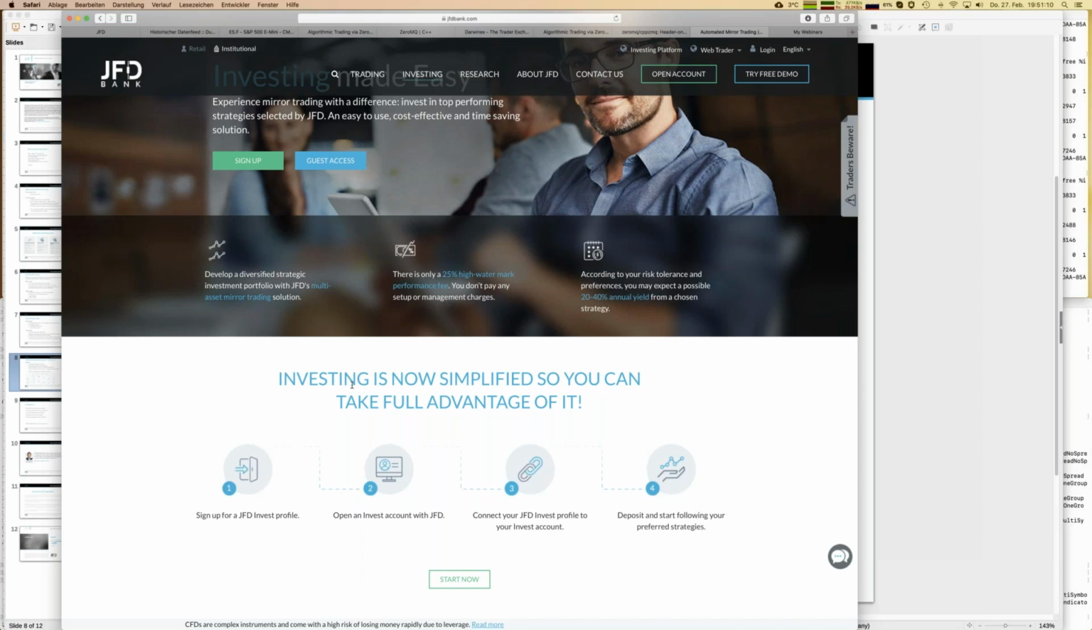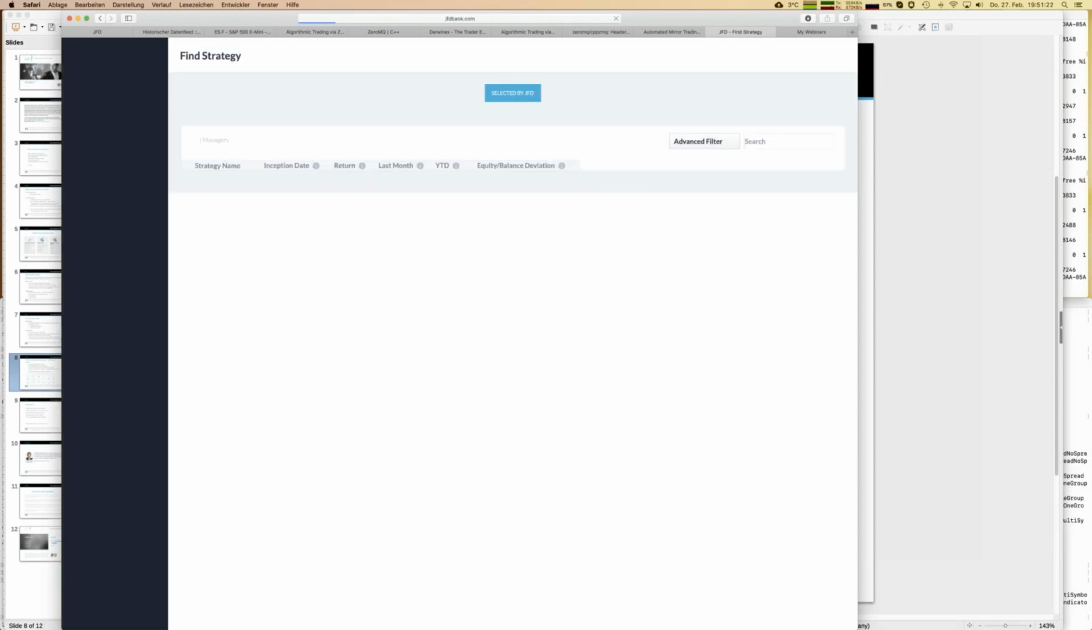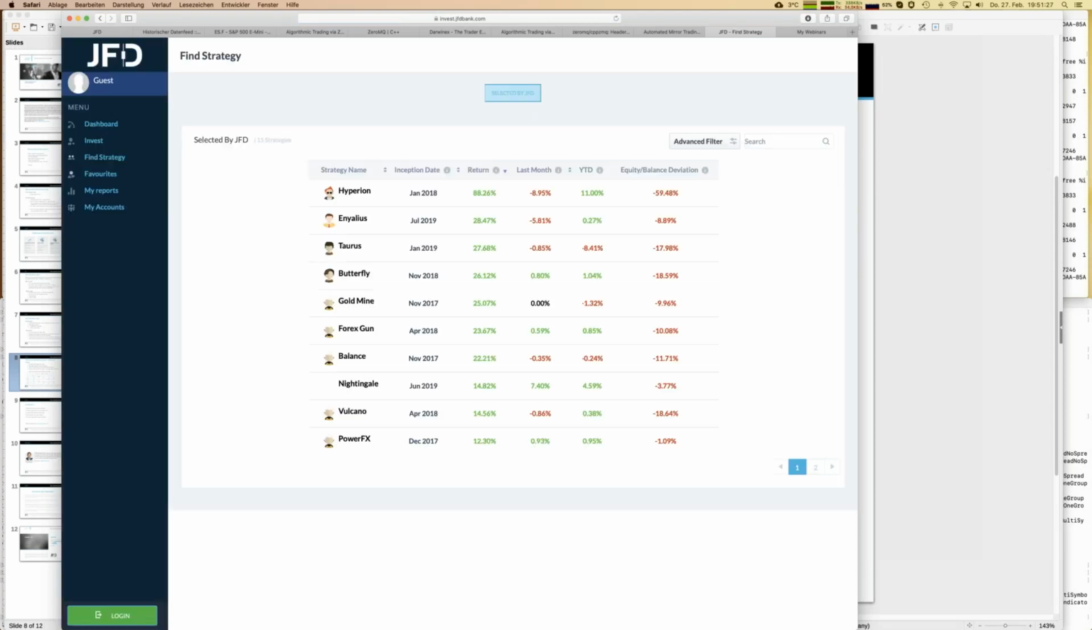And just so you see a little bit how it works, we can use the guest access here, and then you see a little bit more about those trading strategies. And one of those is, by the way, even power candles, which is called here PowerFX. Okay, the return is not that high, but PowerFX is indeed doing power candles, by the way.